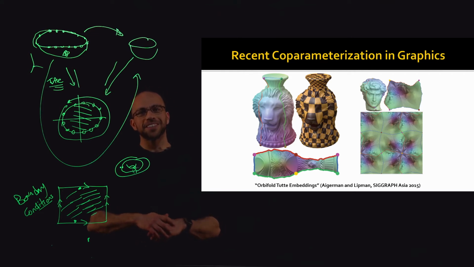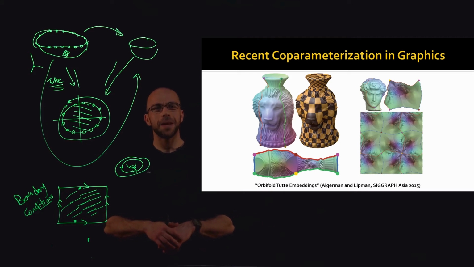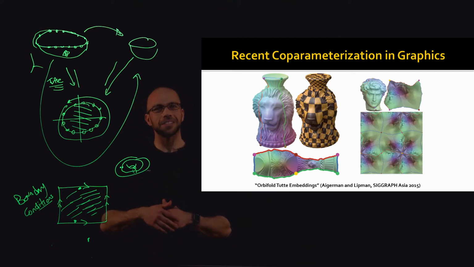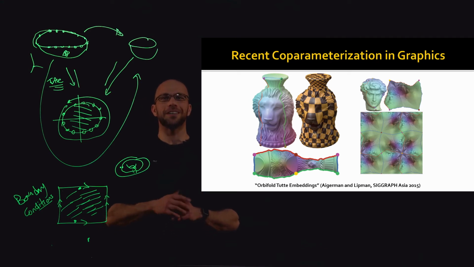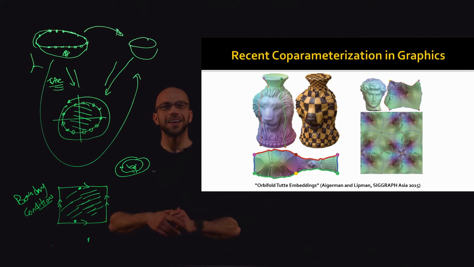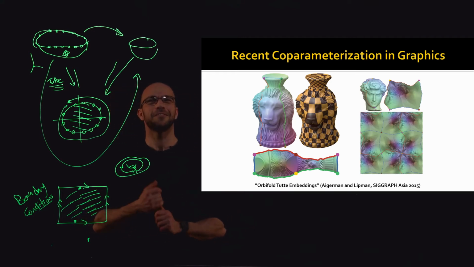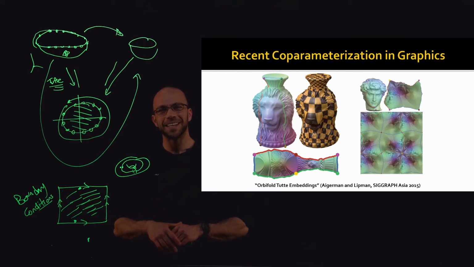So there have actually been a whole series of orbifold Tutte embedding papers that map into a planar domain, and then a spherical domain, and a hyperbolic domain. And these are cool for surfaces of different topology. It turns out that, depending on the topological structure, there's some canonical domain you might want to map into. We don't have time to cover this in detail in this course, but you really should give these papers a read. They're super interesting and a really clever idea.